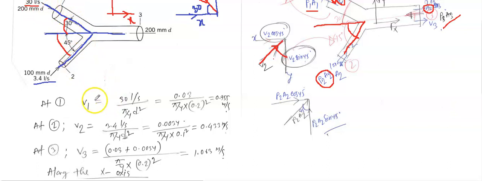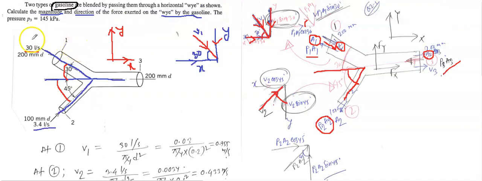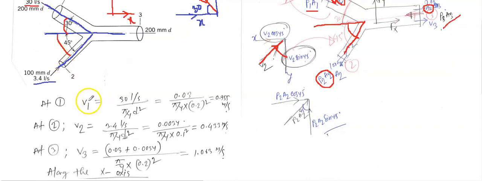At section 1, we know the flow rate is 30 liters per second. We need to calculate the velocity, because you can see how we just calculated the force, the pressure force and the velocity along the x and y axes. So from the flow rate, we will calculate the velocity by dividing by the area, pi by 4 d square. For section 1, we call the velocity v1. This is 30 liters per second, and pi by 4, the diameter is 200 millimeters, so that means 0.2 meter.